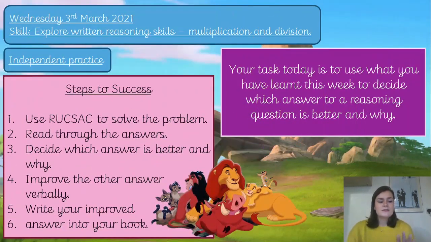So your steps to success. You need to use RUCSAC to solve the problem. So we talked about RUCSAC a lot yesterday. You can still use that with multiplication and division. Read through both answers. Decide which answer is better and why. So it's the why that will help you when you are improving the answer. Improve the other answer verbally first, and then write the improved answer into your book. There's only 5 steps. I'm not sure why there's a 6th there. Okay, I hope that makes sense. Off you go. Thank you, guys.